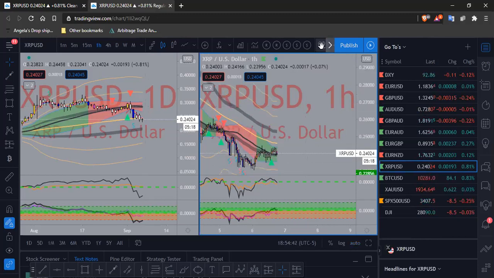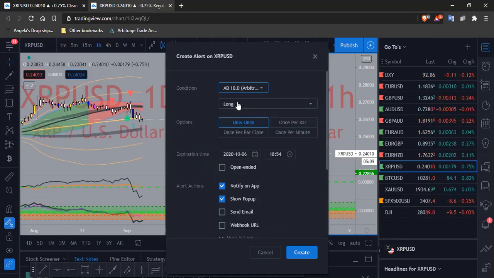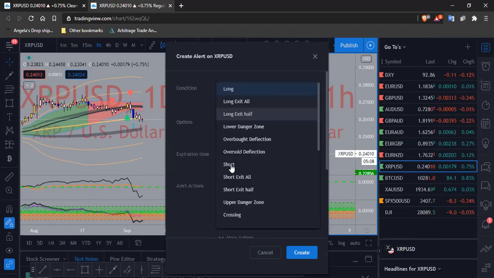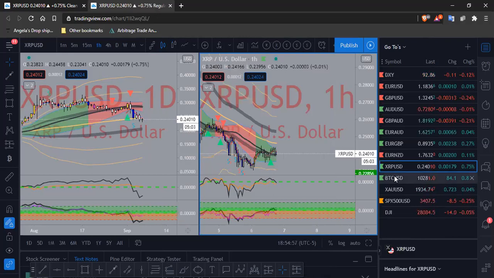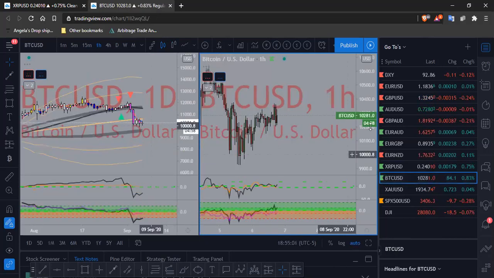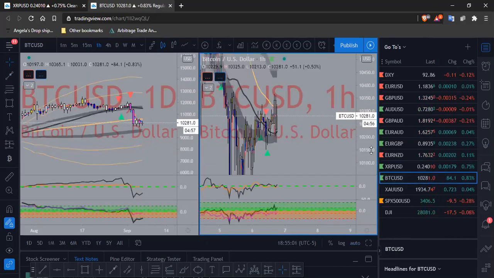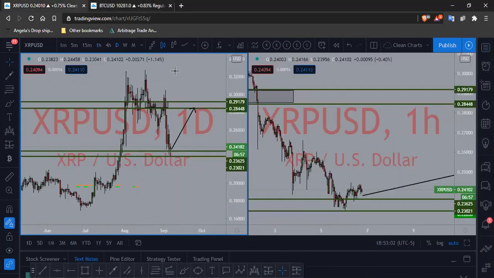So yeah, I'm gonna set this alert to tell me when to get out of Ripple, because I like to buy. Long exit all, create. And I'm more than confident that Bitcoin is doing a very similar thing. Yeah, called for it, faked out for the sell, called for the buy, retested it. Let me go on here real quick.